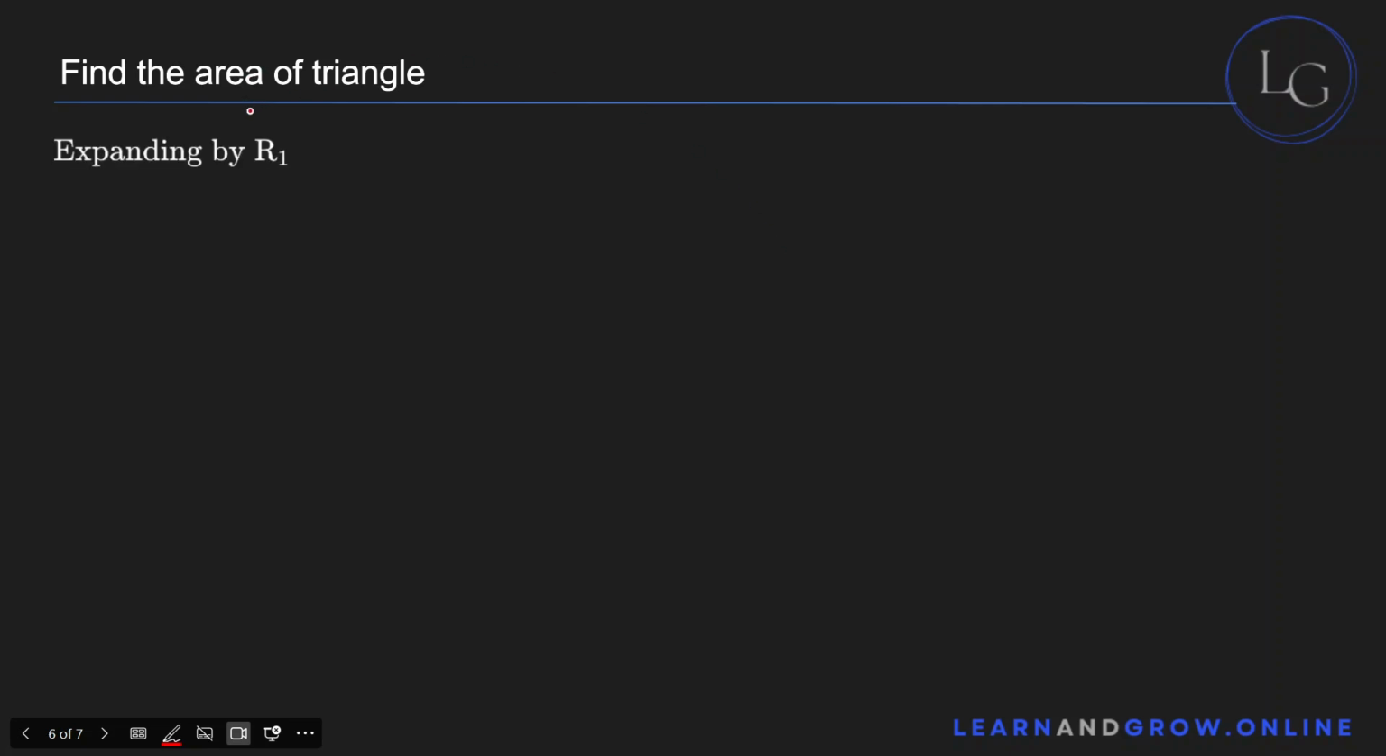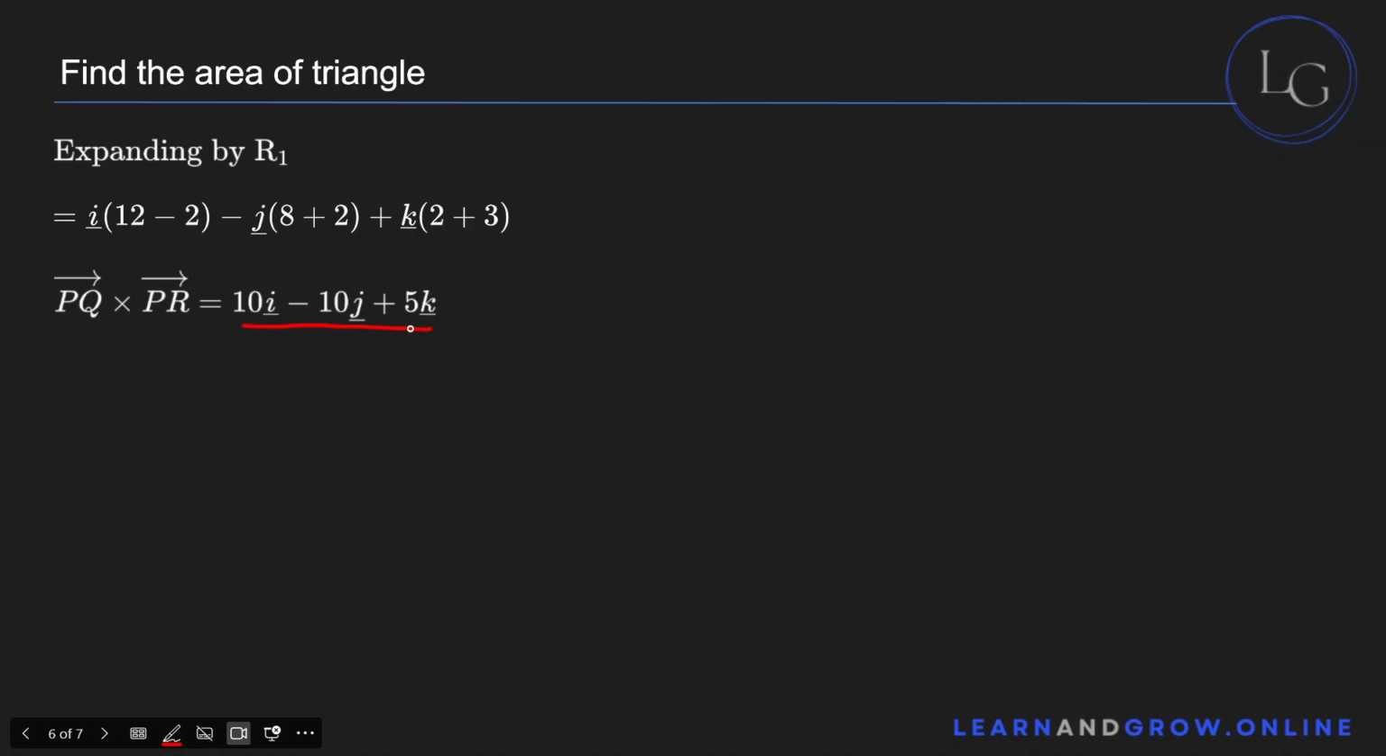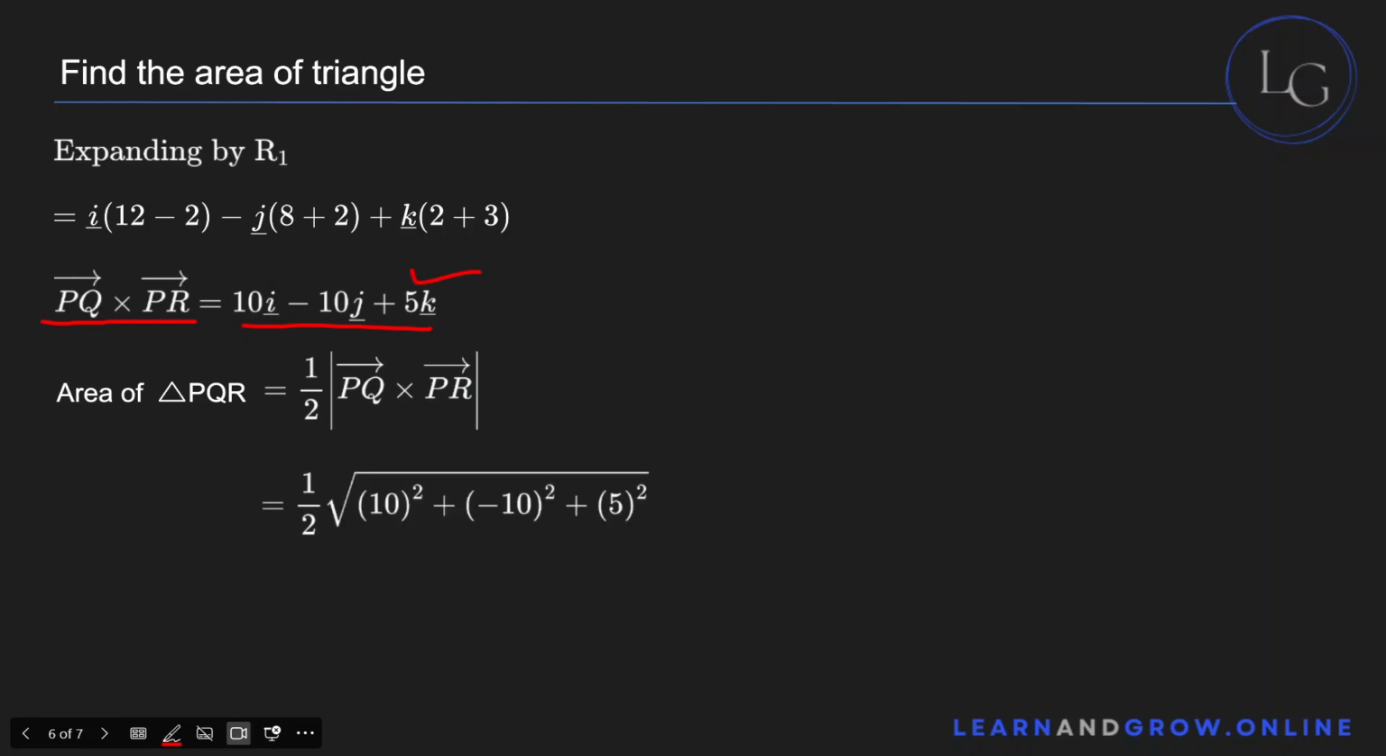Now, expand R1 and you get the result of the cross product. Now what you have to do is simply multiply half with the magnitude of PQ cross PR. So half of the magnitude of this vector here. So in the end, that just results in 15 by 2 square units, or 7.5 square units.